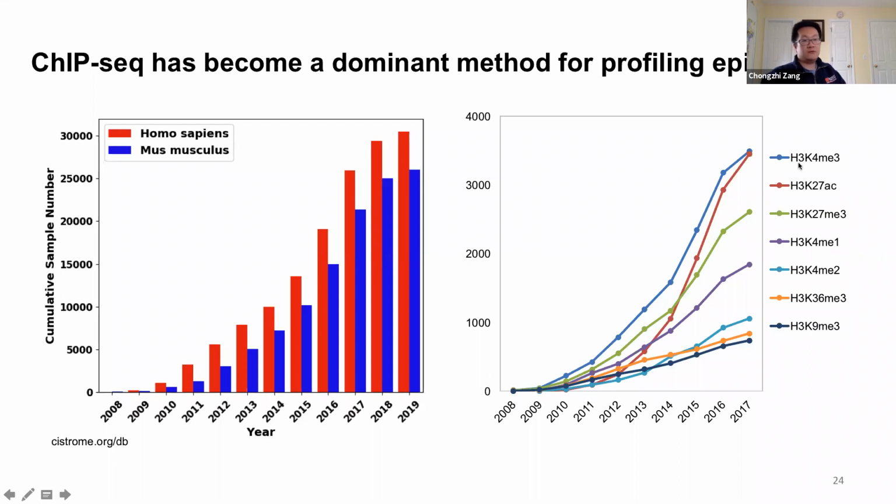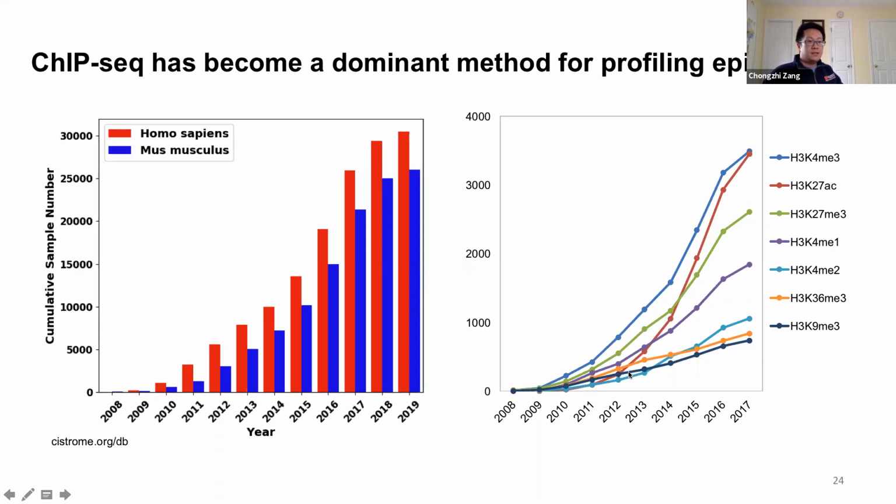As for different histone modifications, we can see the trend of the number of data sets published. H3K4 trimethylation and H3K27 trimethylation are the two methylation marks that are most widely studied, that are most directly associated with active and repressive gene expression. So that's part of the reason these two histone modifications always have the most data sets generated by the community.